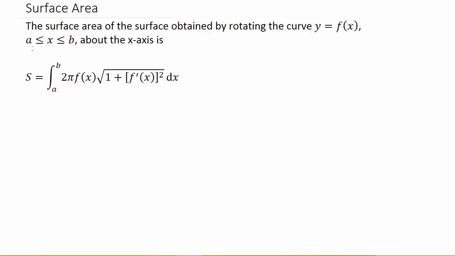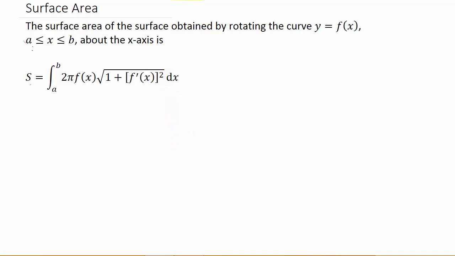Alright, so let's take a look at the second example, finding the surface area of a function revolved about an axis. So here we have the surface area of the surface obtained by rotating the curve y equals f of x from a to b about the x-axis is this. The surface area is the integral from a to b of 2 pi times f of x times the square root of 1 plus the derivative squared, and that's with respect to x. We're integrating with respect to x.